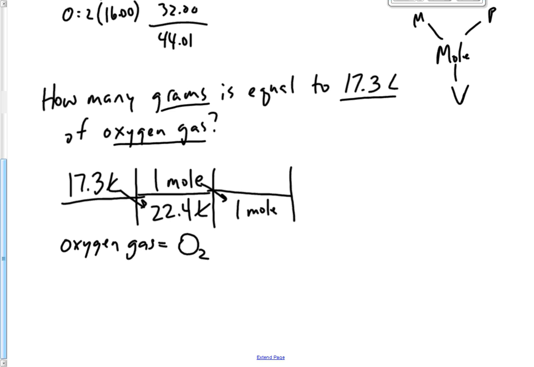Okay, so you have 2 atoms of oxygen. Each one is going to give you 16 grams per mole, so you have 32 grams per mole. Remember, even though it just says oxygen gas, this is a molar mass for the molecule or for the compound.